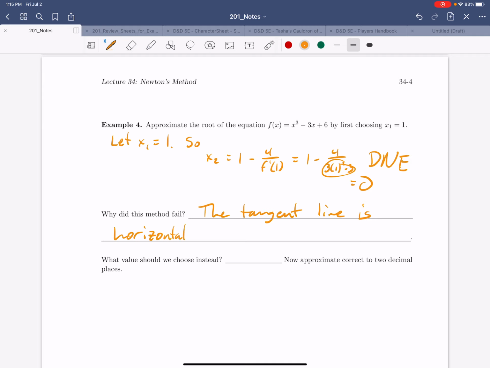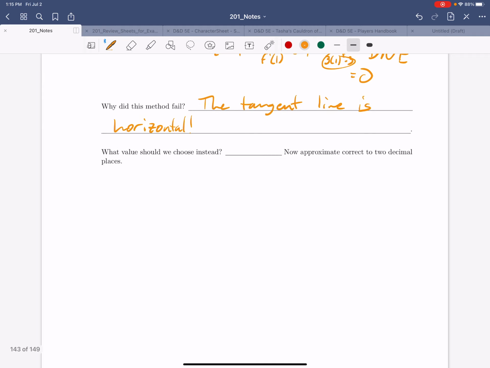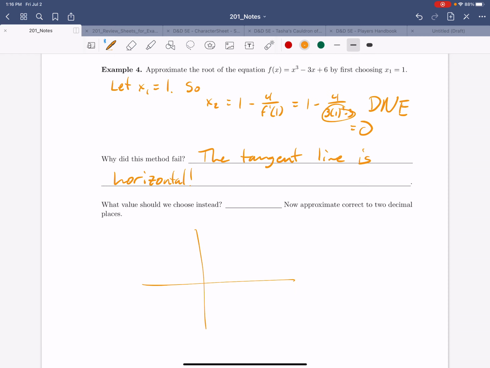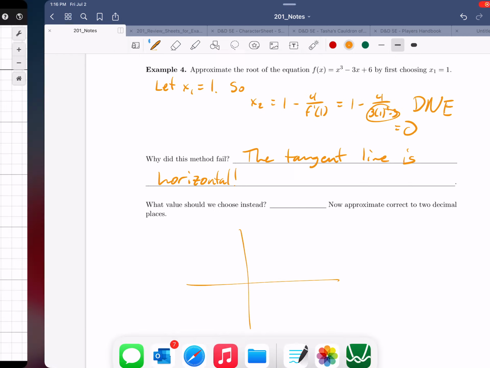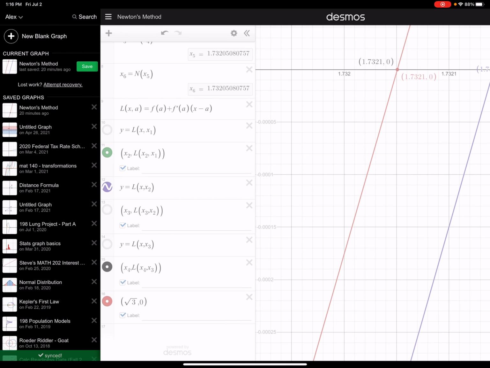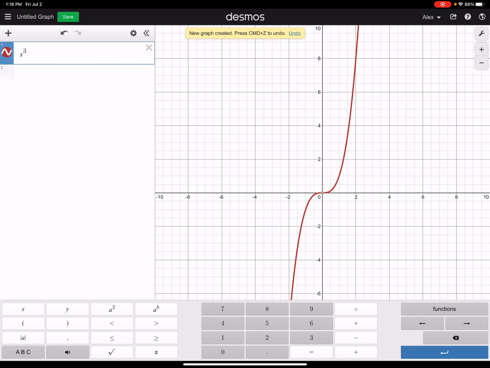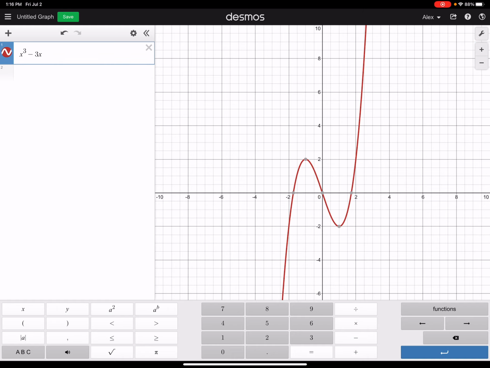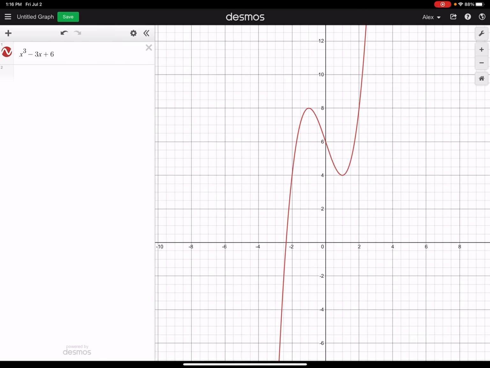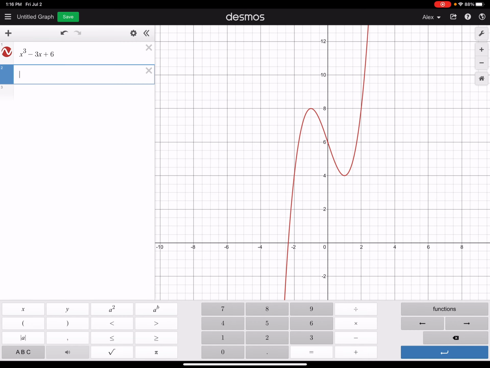The tangent line is horizontal. Right? If we ever have a curve, let's actually take a look at this in Desmos. If we ever have a curve, we'll just get a new graph out here, where we have a horizontal tangent line, is that minus 3x plus 6, I think it was? So if we used 1, look at that tangent line. Or sorry, y equals 4, I meant to say. It's tangent, right? The tangent line at 1 has slope 0, rather. Okay, so that's no good.